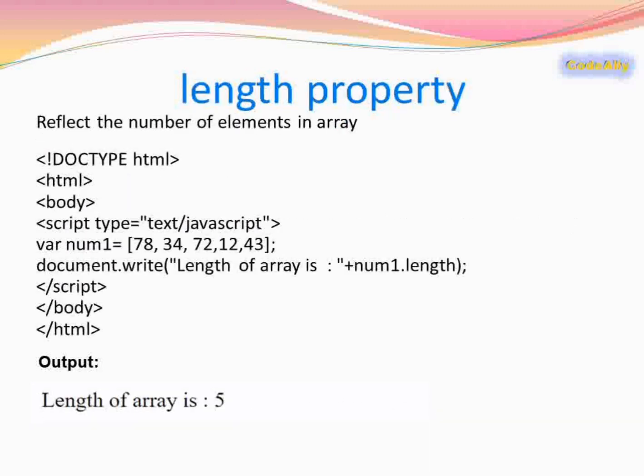Next is the length property. It will display the number of elements that exist in the current array. You can see in the example, num1 is the variable that we have created, and the number of elements in this array is 5. So 5 is printed when we write num1.length.